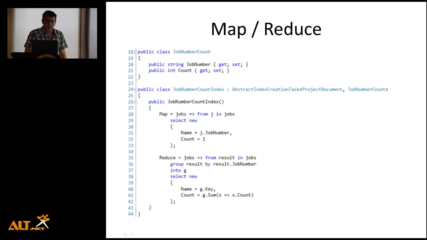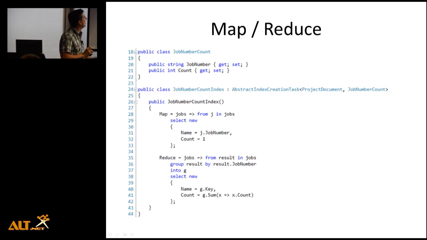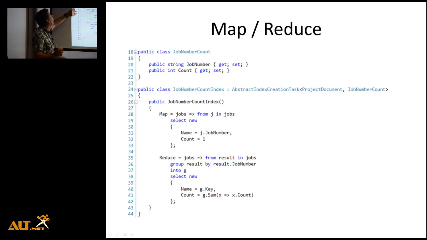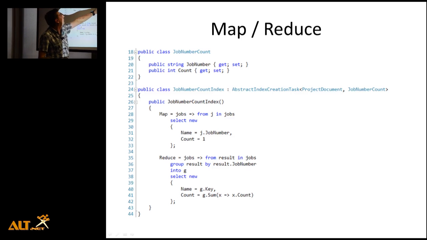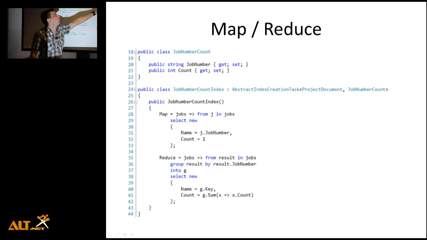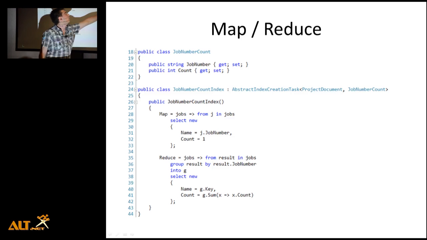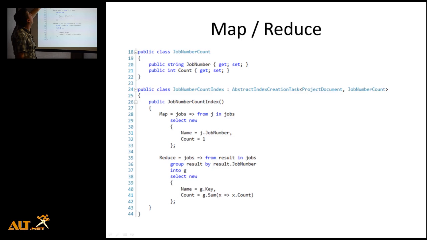Now, all reducing examples are very simple, but I have two varieties of reducers to talk about. In this case, we're going to take those project documents. So again, we're extending the abstract index creation task, the project document, and this time I've got this nice little DTO. The DTO has job number and count.